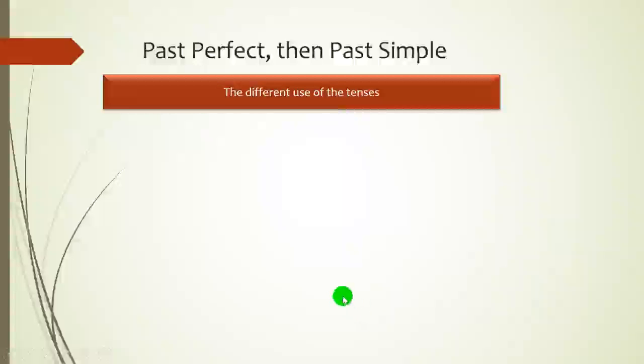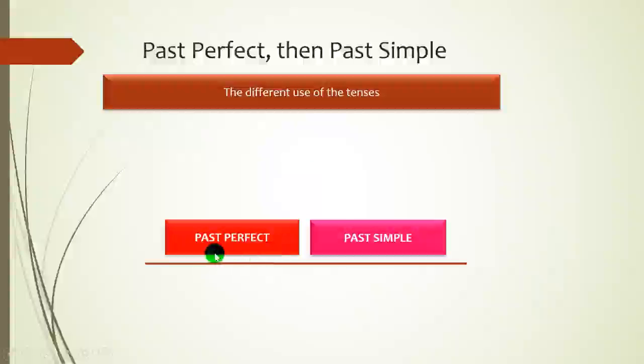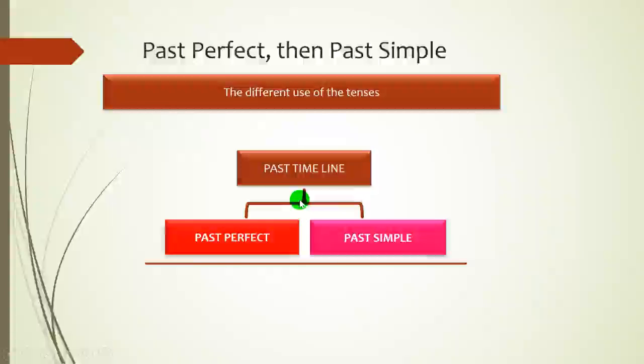Now, the different use of the tenses. You still remember the timeline that I showed you at the beginning of the slide? Well, I put it more simply now. Past perfect and past simple. Both of these belong to the past timeline. And I put numbers 1 and 2. Remember, past perfect will happen first before past simple. So past simple will always be number 2, and number 1 will always be past perfect.